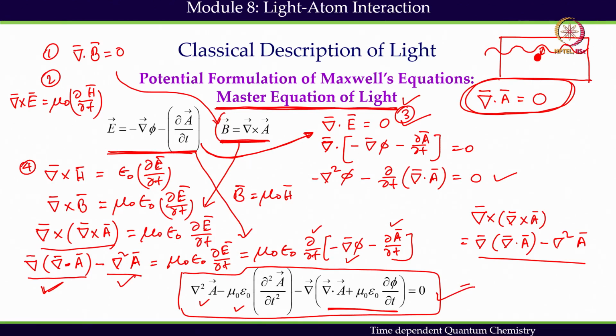rigorous mathematical derivation. So, finally this is the final equation, which is combining all four equations together. And this is the final expression for how light should behave in terms of its vector and scalar potentials.